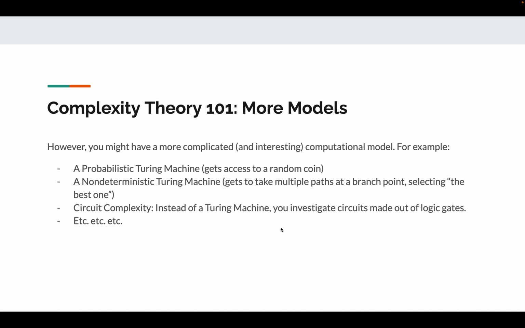Of course, you can go further in complexity theory. Half the fun is going further. You might consider augmenting your Turing machine, making it probabilistic, giving it access to randomness and asking what that does. You might make it non-deterministic. These are actually very powerful machines. We can't actually realize them. They're allowed to look at multiple paths at any branch point, any if-else, and select the best one, the one that is correct in some sense. That's very strong, of course. And then there's other things you could look at, like circuit complexity, where you investigate logic gates instead of this Turing machine idea.